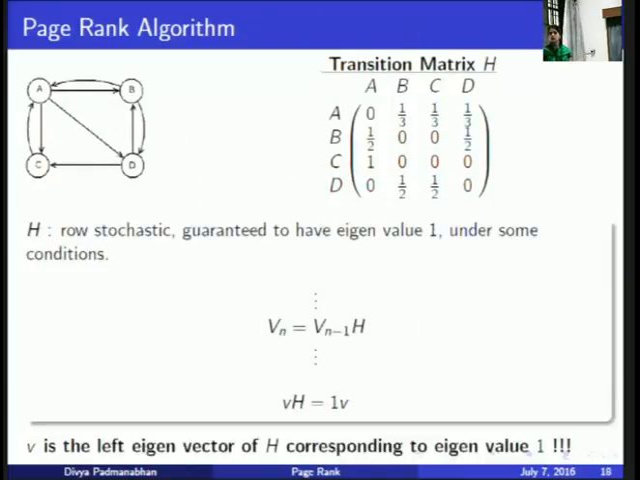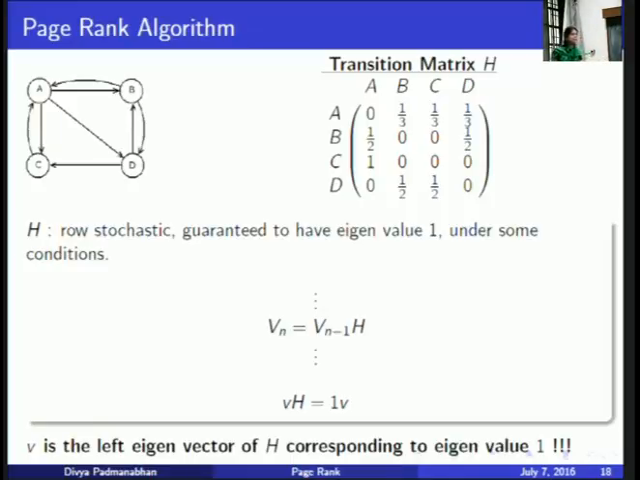So you understood this thing, right? Vn is Vn minus 1 times h. At every time instant, you are computing this new vector. You want this to converge somewhere. You want a vector such that even after you do one transition, you get back the same vector. So you want something like this: Vh is equal to 1 times V, because it doesn't change after that point.